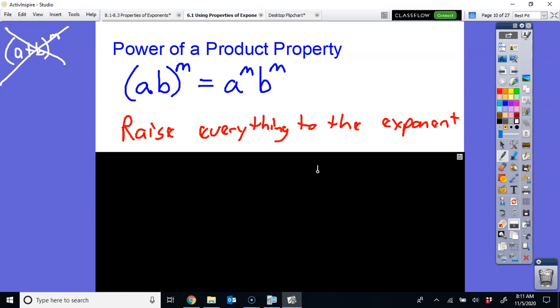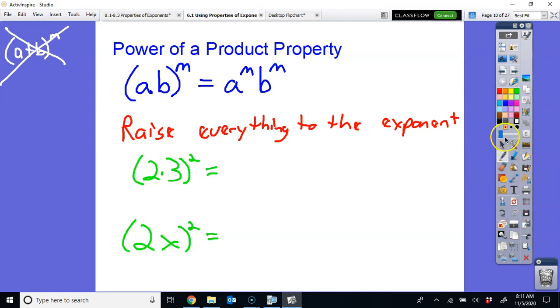So we raise everything to the exponent. So what that looks like, this first one, you have 2 times 3 squared. You would do 2 squared and 3 squared. You would square both of them. Now 2 squared is 4, 3 squared is 9, so 4 times 9 is 36. It's a way to simplify again. It doesn't mean that you can't just type things in the calculator. I'm not saying you can't. These properties are not as useful for numbers as they are for variables. And we'll talk about why in just a second.